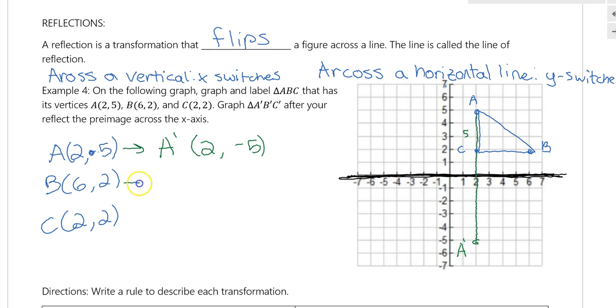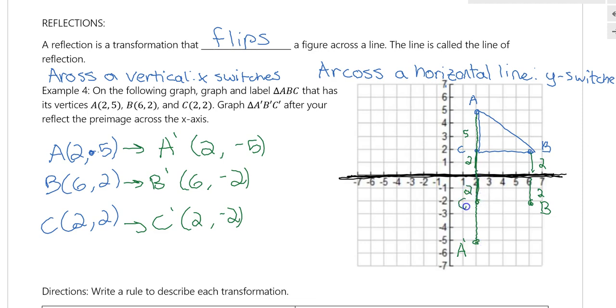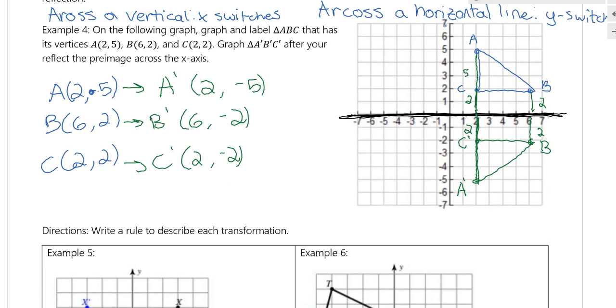Okay. Same thing for B. Y switches signs, or it's 2 away, 2 away. There's B prime. That's 6, -2. Finally, same thing for C. Or graphically, it's 2 away here. Just going to continue that line and draw 2 away. That's C prime. Okay, easy as that. So reflections are really simple, often just changing those signs, or how far away it is from the line of reflection.